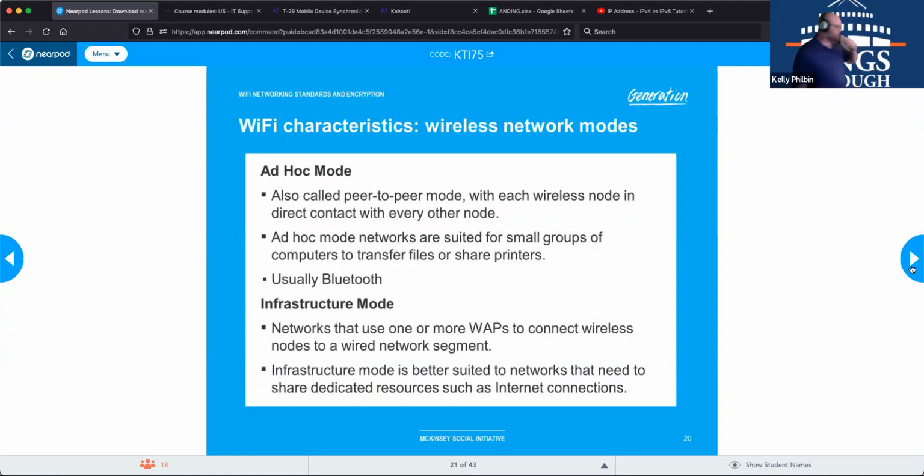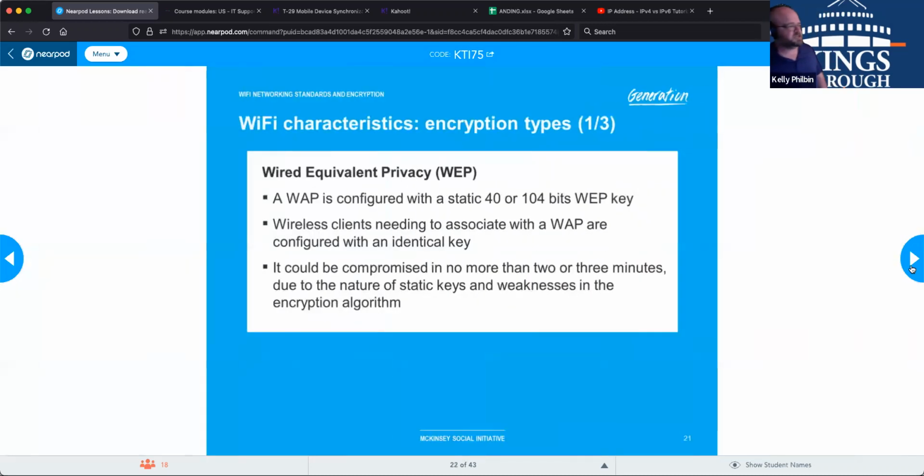So it is typically used for networks that need to share dedicated resources such as internet connections. So in infrastructure mode, you'll typically have a bunch of access points, and then you'd have a primary one that everything will communicate through. When you update your SSID and passwords, it spreads out through the rest of the network. So if you're setting up wireless mesh settings, that is one way to do it. All right.